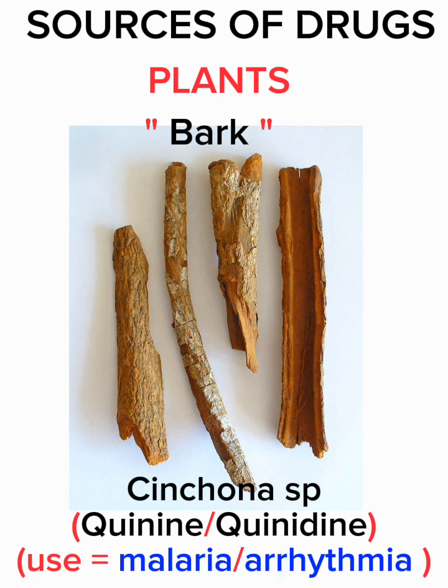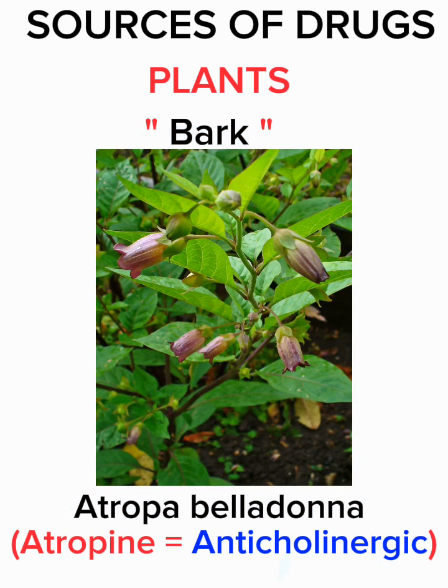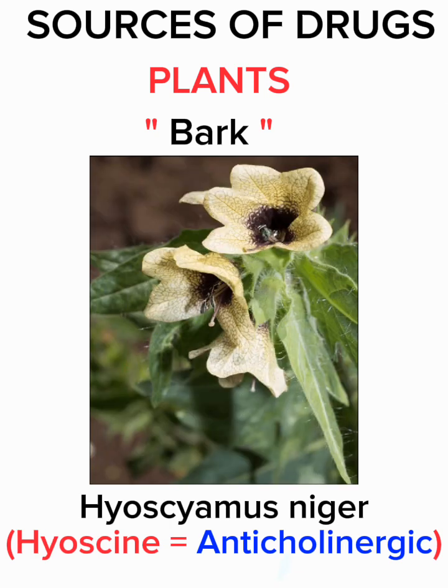And then another drug where we care about the bark, we have Atropa belladonna. From Atropa belladonna, we can get atropine. We discussed it. We said it's an anticholinergic agent. And then we also have Hyoscyamus niger, however you want to pronounce it. From there, we can get hyoscine. Hyoscine is in the same class as atropine. We'll talk about those in pharmacology.